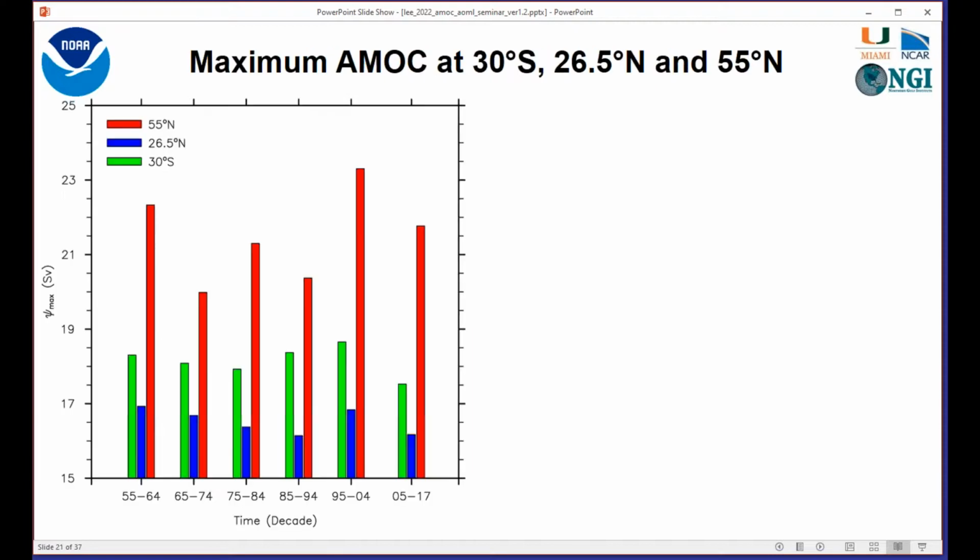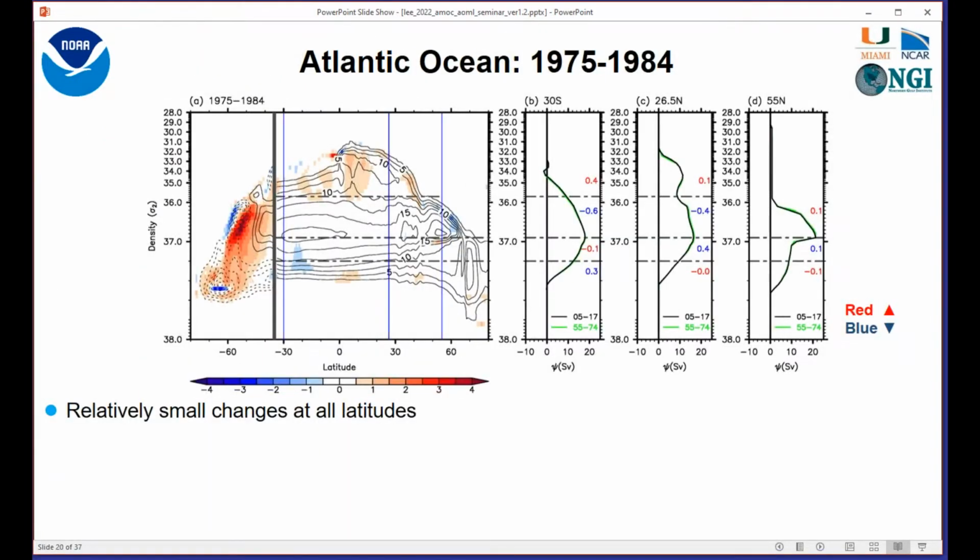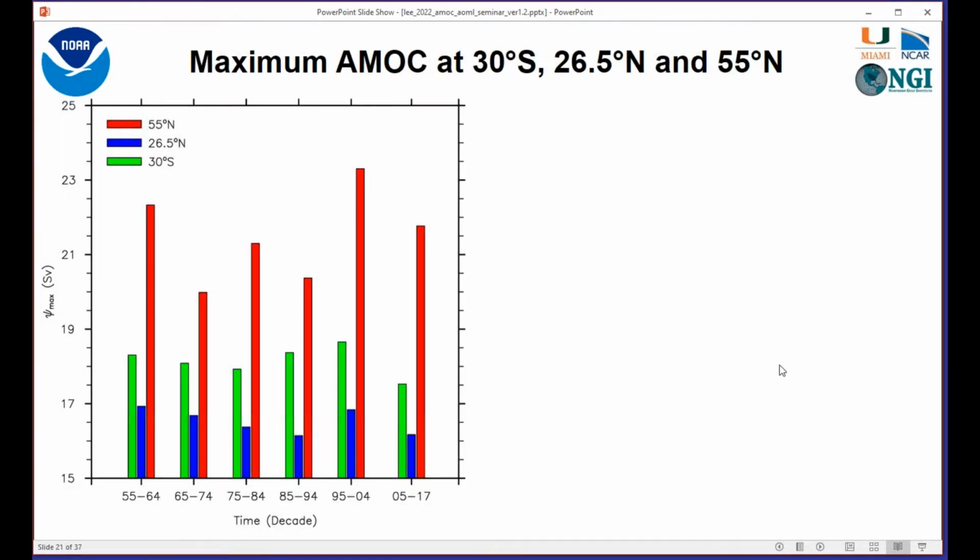And then what I did was I just made a bar plot of the MOC maximum. This is just the maximum MOC at each latitude. So red is for 55, blue is for 26.5, and green is for 30 degrees south. So I just made a time plot, for the centers over the 60s, 70s, 80s, 90s, 2000, 2010.